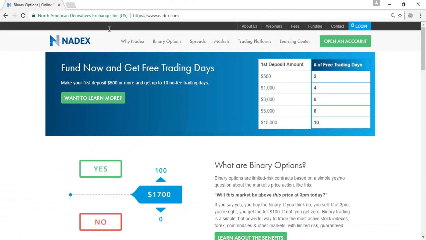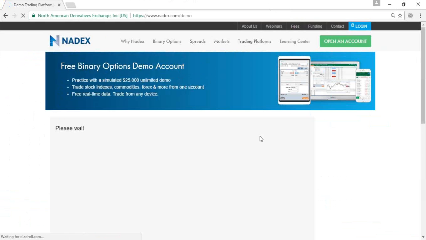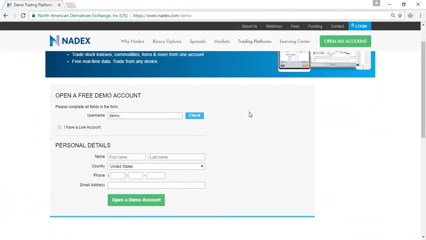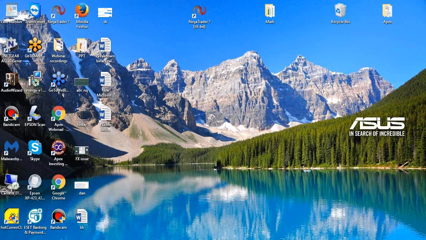And if you hop on over to nadex.com, you can go right here to trading platforms. And under the drop-down box here, you can go to demo trading platform, all right? And Nadex will give you a $25,000 simulated demo account, all right? And it works just like the live account does. All you gotta do is select a username and fill out some quick information and hit open a demo, okay? And in just a few moments, you'll get a temporary password emailed to you.